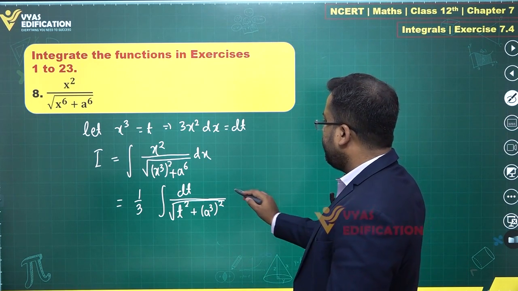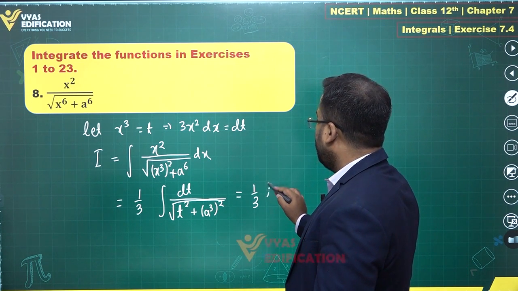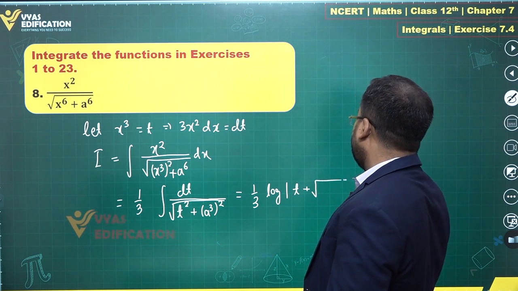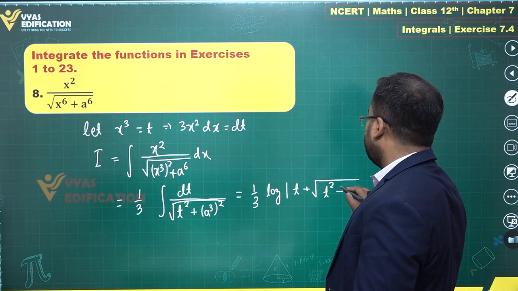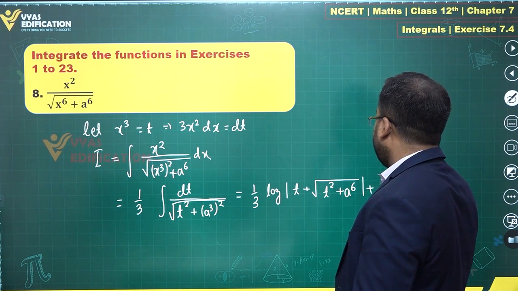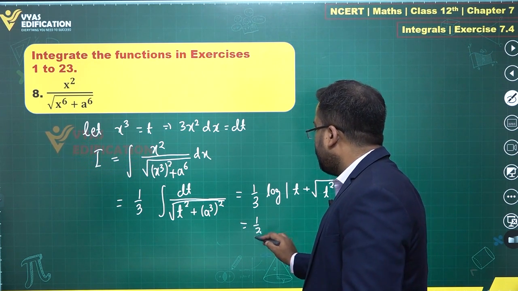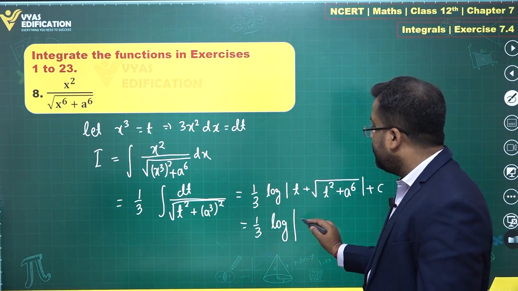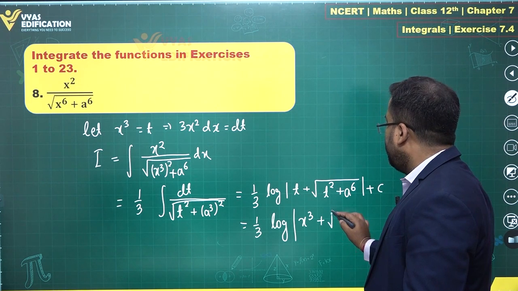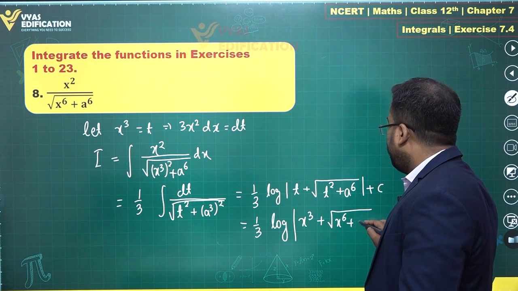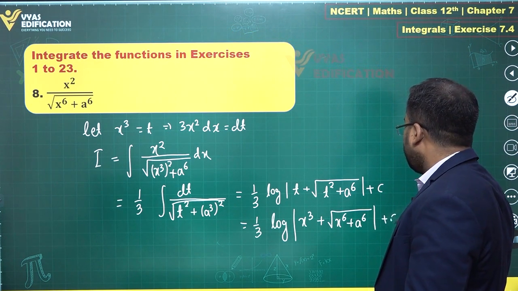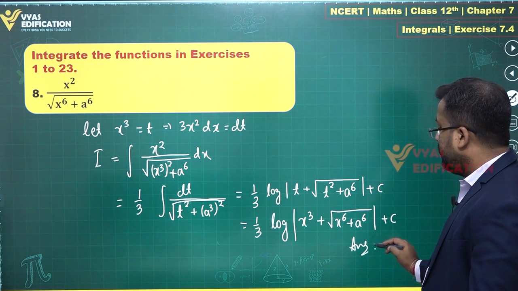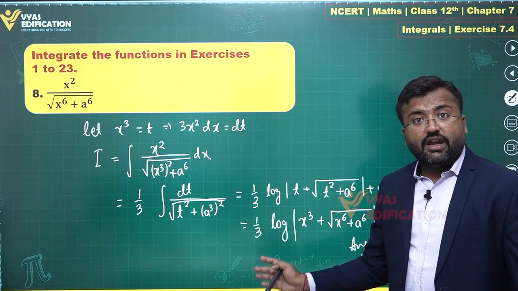Yes, this is a direct formula which says 1 by 3 log modulus of x plus under root of x square plus a square, which is t square plus a power 6 plus a constant, and this becomes 1 by 3 log of modulus t. What is t? X power 3 plus under root of x power 6 plus a power 6 plus a constant. This is what you get. And yes, that's the final answer for this question over here.